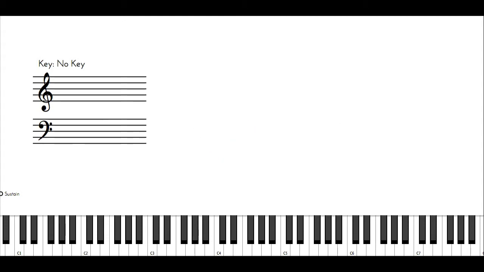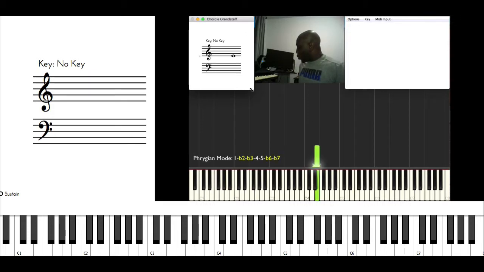Let's get into it. So today we're going to continue in the series on using modes by talking about the Lydian mode. If you haven't checked out the other ones, I would suggest you check out the 3 other videos before you check this one out.